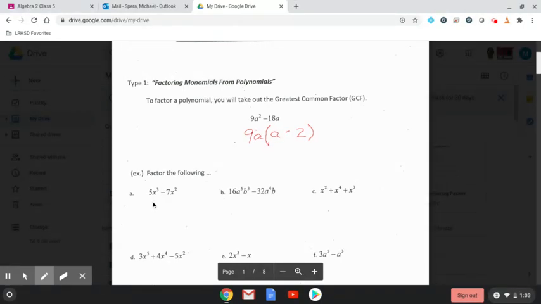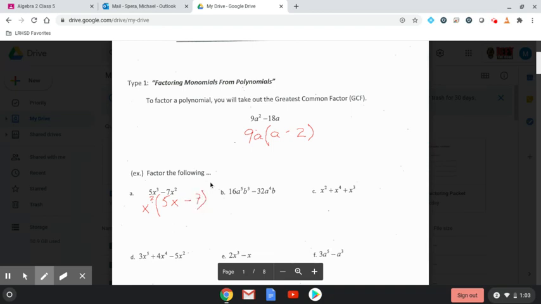In this problem, 5x cubed minus 7x squared. Well, first, look at the numbers, 5 and 7. There's nothing common about 5 and 7. But this has x cubed, this has x squared, meaning both of which have x squared in them. So x squared is common. So I'm going to take that out and ask myself what's left. Well, 5x minus 7.